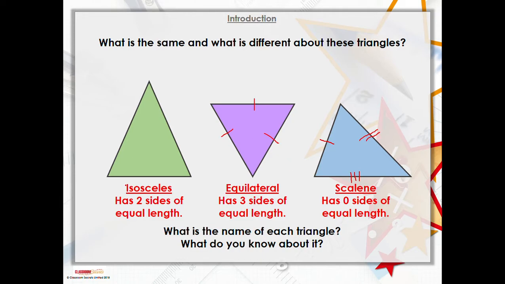And then the last triangle is called an isosceles triangle. This means that two sides of the triangle are exactly the same. Now, sometimes these two sides that are the same can be quite short, or they can be really long to make the triangle look really quite long and narrow.